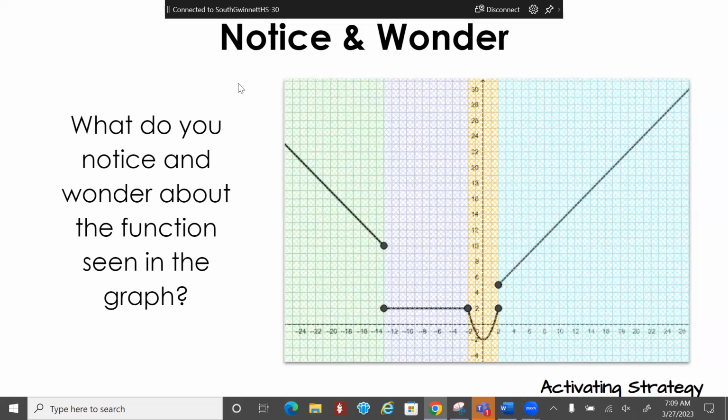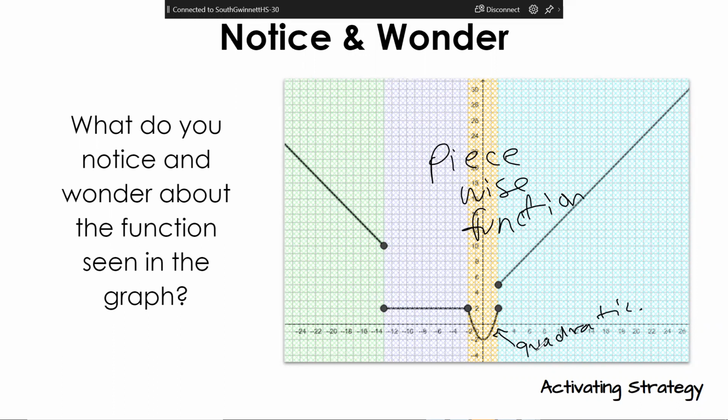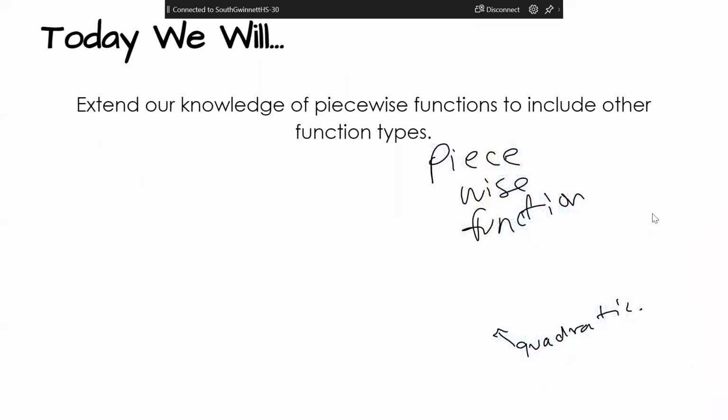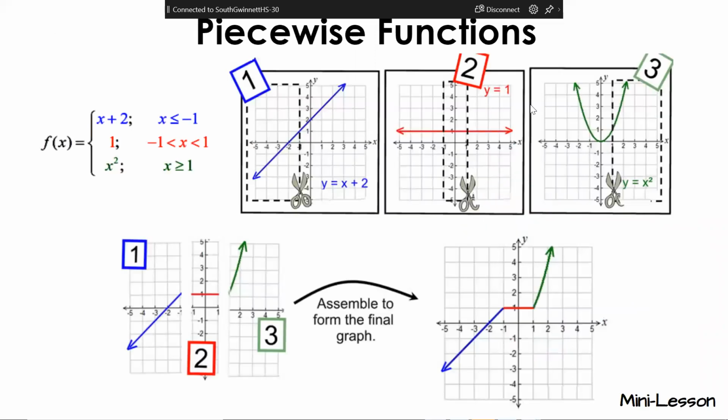Okay, so this is what we call piecewise. We started talking about this last week. Piecewise function, because there's pieces of graphs, right? We got like straight lines, and then we got this little like swoop. This one's probably a quadratic, right? All right, so today what we're going to talk about is extending our knowledge of piecewise functions to include other function types.